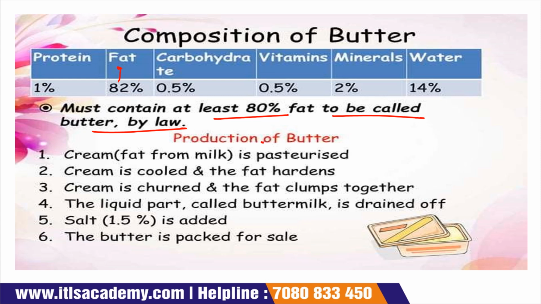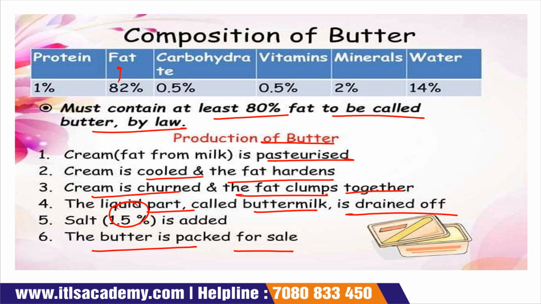Now, how is this butter produced? First of all, cream is pasteurized, then cream is cooled, and the fat is hardened. Then cream is churned, and the fat clumps together. The liquid part called buttermilk is drained off. Then we add salt, around 1.5%. Then butter is packed for sale.